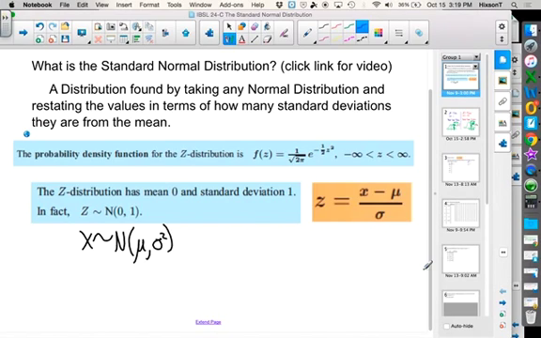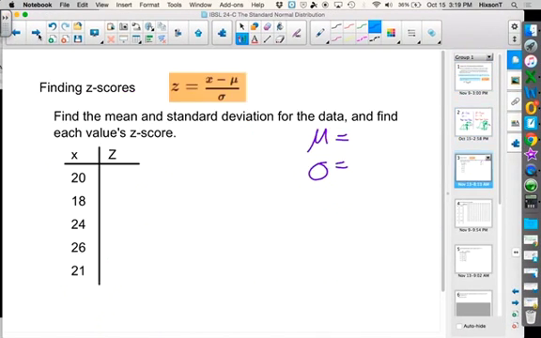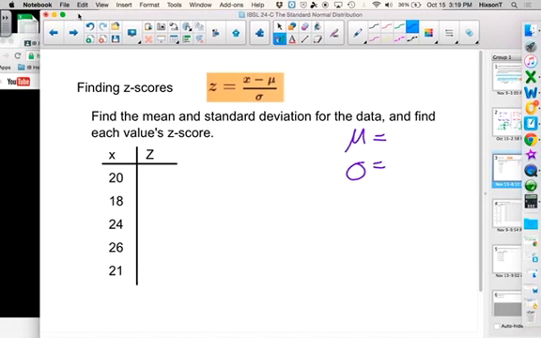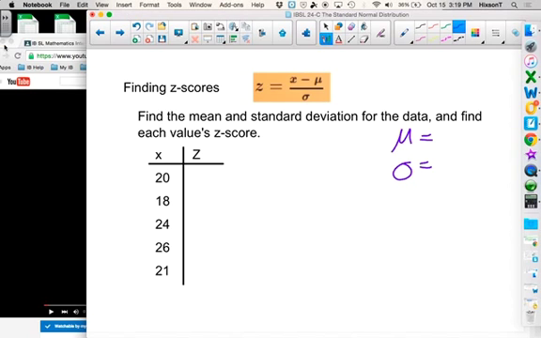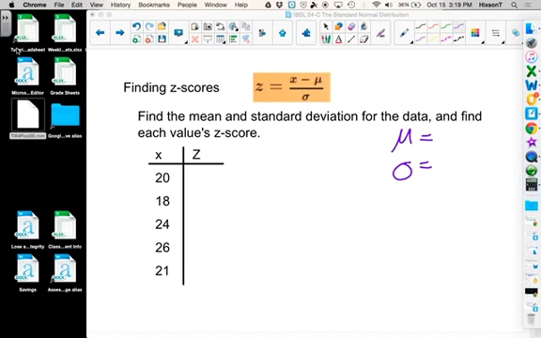Now, how do we use this? Okay, let's find z-scores with these 5 scores. Understand this: each of these 5 scores is going to have a separate z-score. So, the first thing we need to do is find the mean and the standard deviation. So, let's find that first of all.